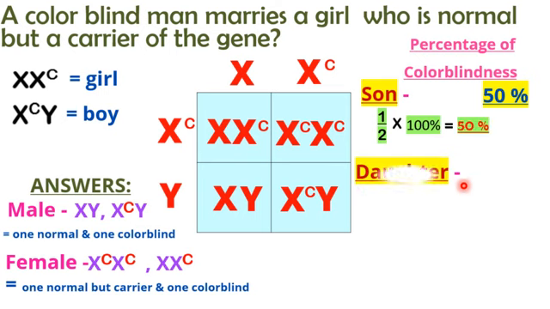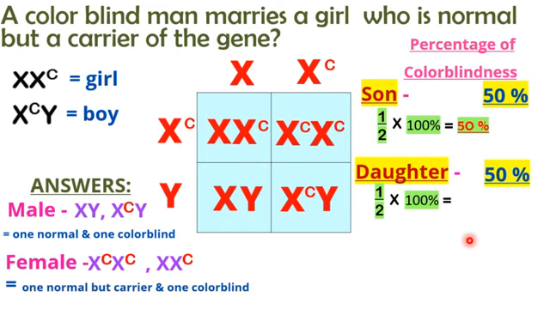How about the daughter? When you say daughter, it is a girl or female. And in the Punnett square, we can see that there are two females here. That is 50% also. Why? Because according to our answer, there is one female who is affected by the disorder. So 1 divided by the total number of daughters, which is 2, times 100 is equal to 50%.